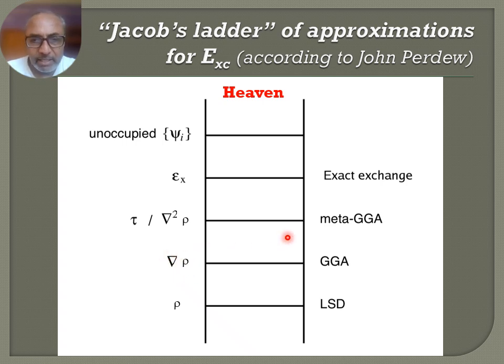In the next rung, the meta GGA functionals, the contribution to the energy depends not only upon the local density and the gradient of the density, but also upon the second derivative of the density or the kinetic energy contribution at that point. In the next rung of Jacob's ladder, we have functionals which include the exact Hartree-Fock exchange, and in the top rung we have functionals which include unoccupied orbitals.